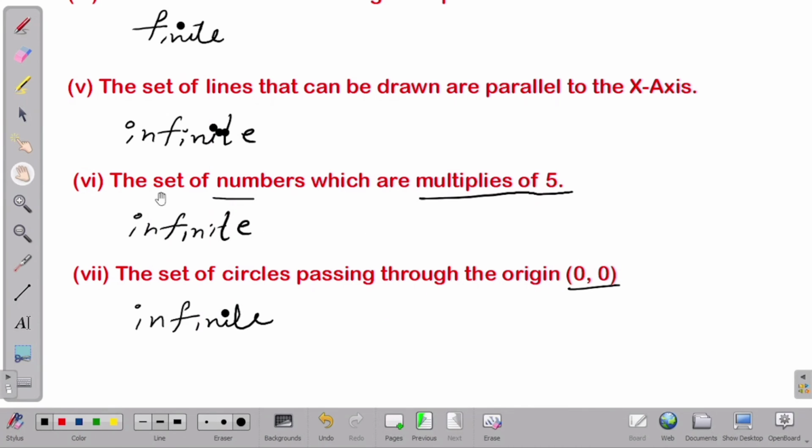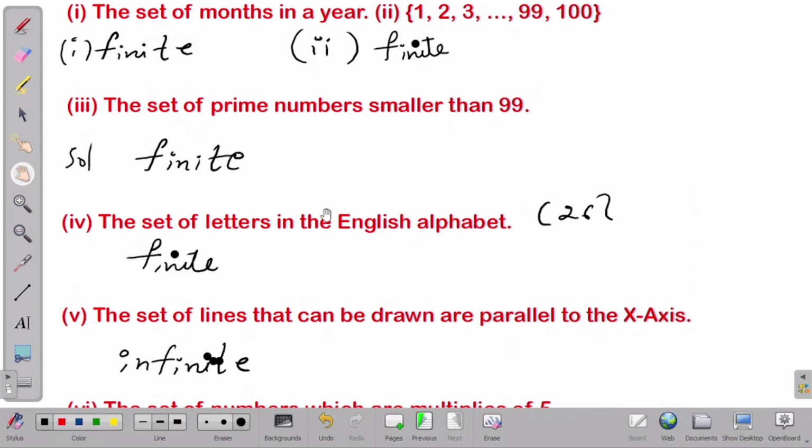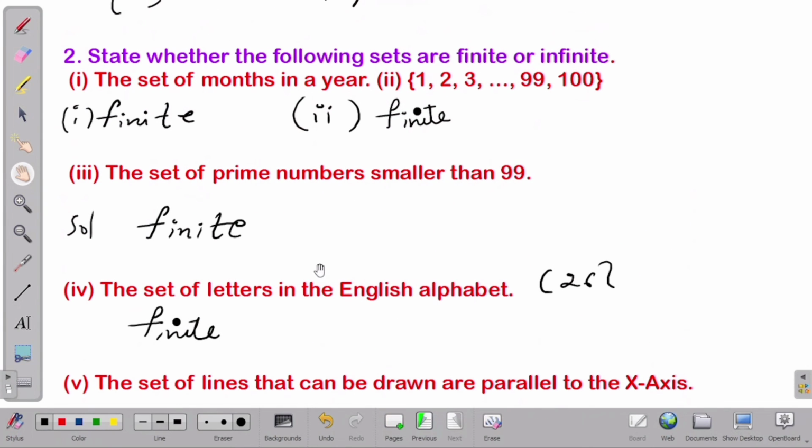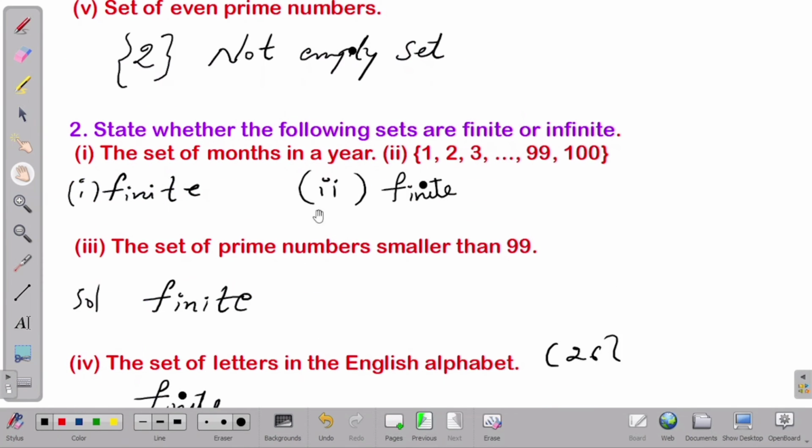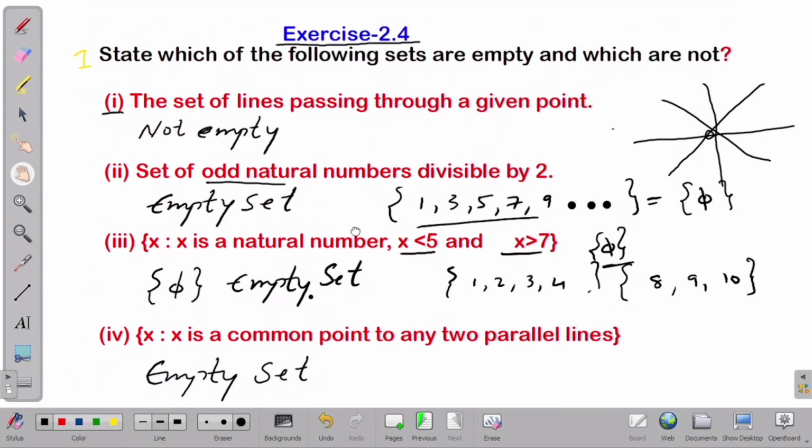So these are the infinite sets. Did you get clarity about what is finite and what is infinite? Finite means there is a possibility to list the elements in the set. Whereas in an infinite set, there is no possibility to list the elements. Such types of sets are called infinite sets. So this is about your exercise 2.4.